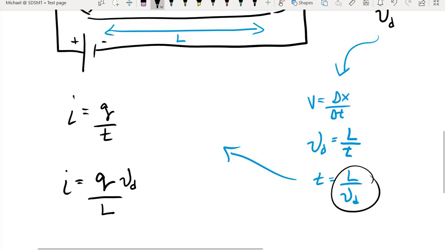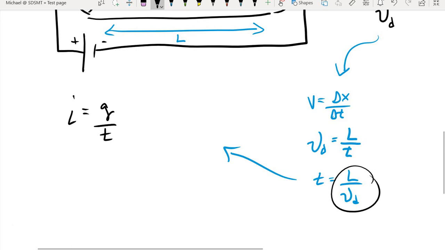But now we need to ask ourselves how much charge was moved through. I made a slight mistake here. I'm going to take a step back. I had one of the wrong terms in there, sorry.